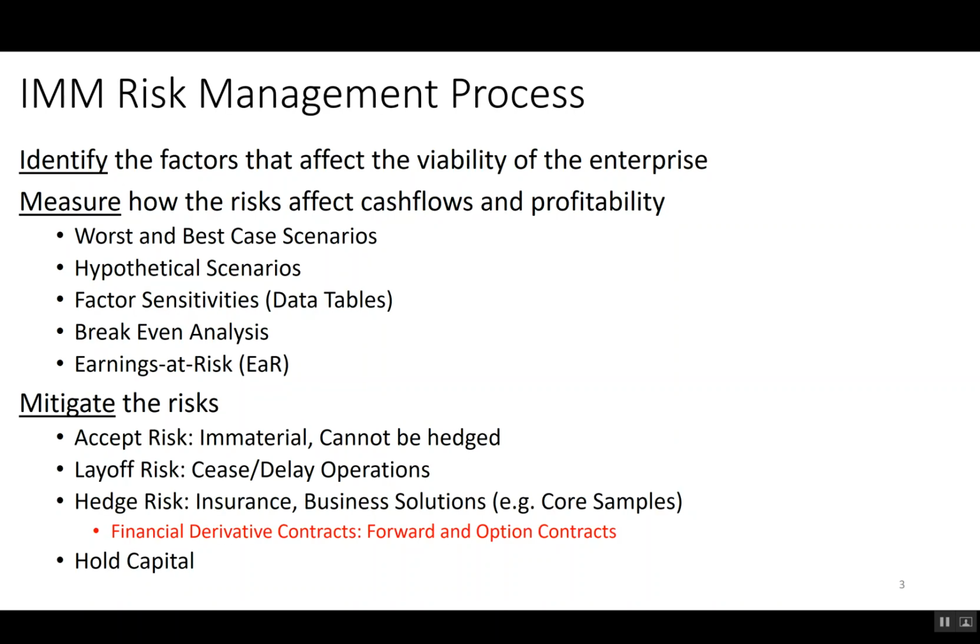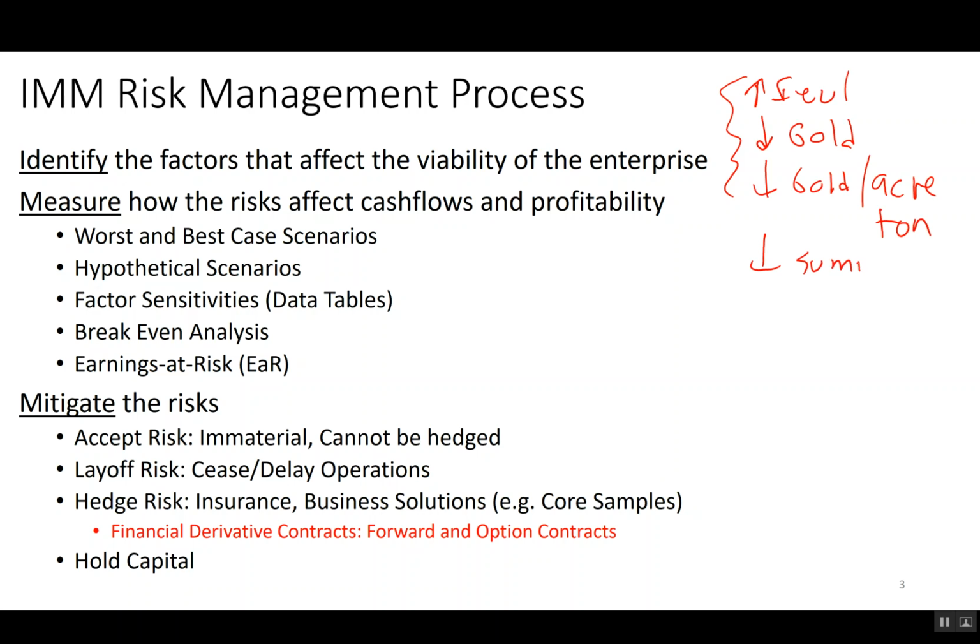So let's talk about the IMM risk management process again. The first step in managing risks is to identify what we're exposed to. And the example we've been using for the last couple of topics is the Hoffman gold mine. In that example, they're exposed to increases in fuel prices, decreases in gold prices, decreases in gold per acre or per ton of dirt, and exposed to, say, a short summer season.